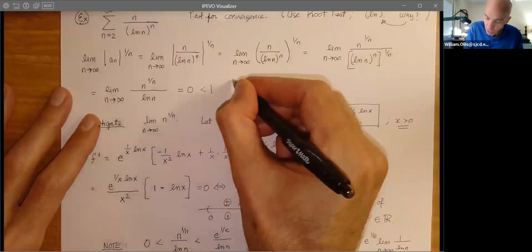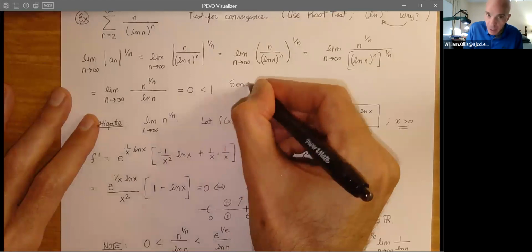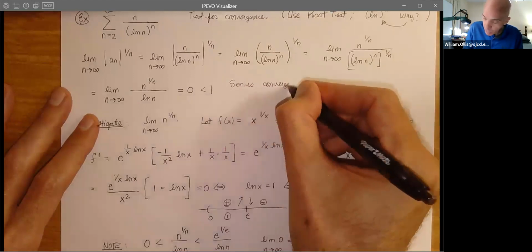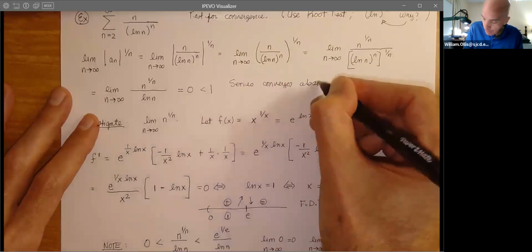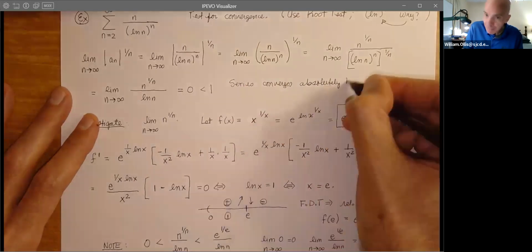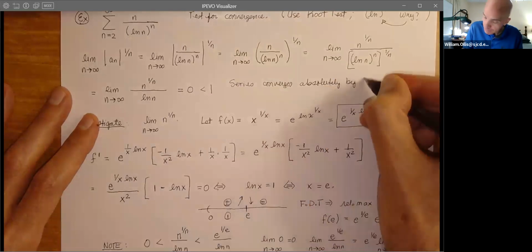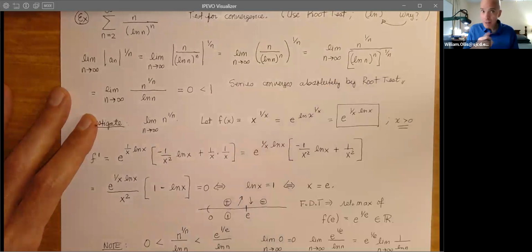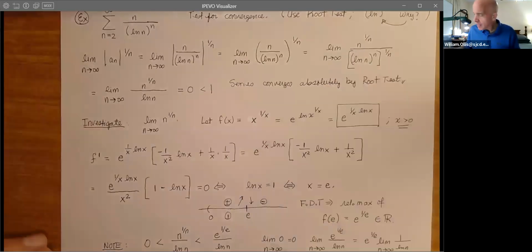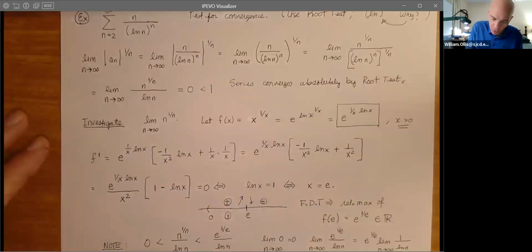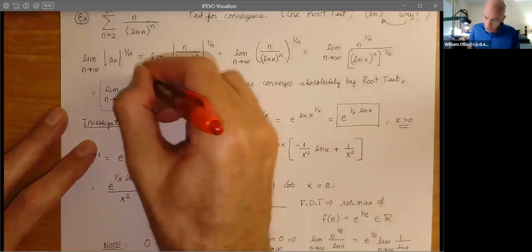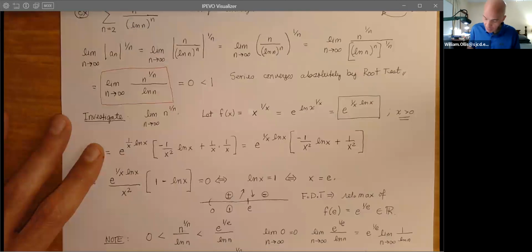So we say the series converges absolutely by the root test. So now, again, this requires a little bit more work than maybe we thought it would. So we use the squeeze theorem to get this limit down here. So here was our analysis.